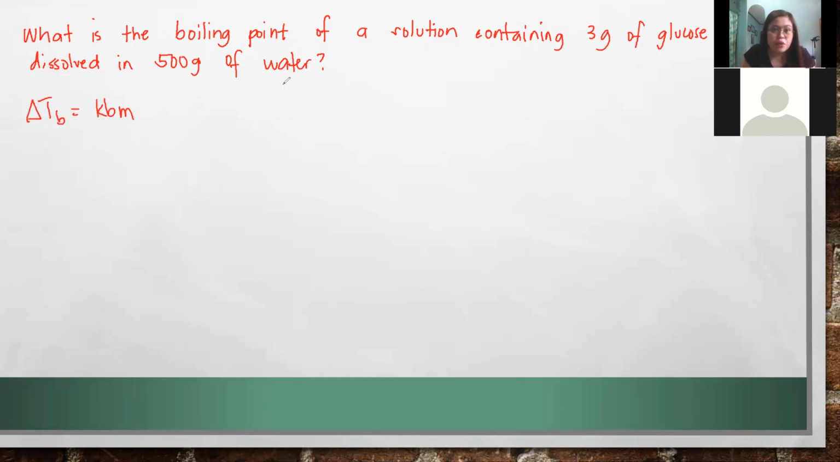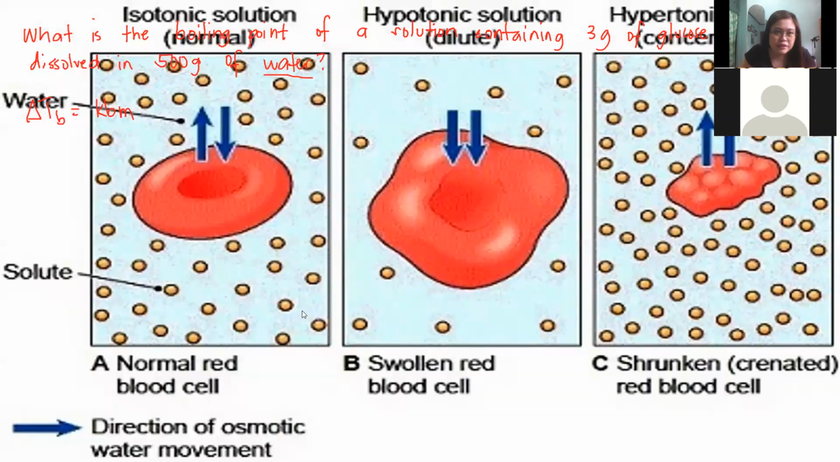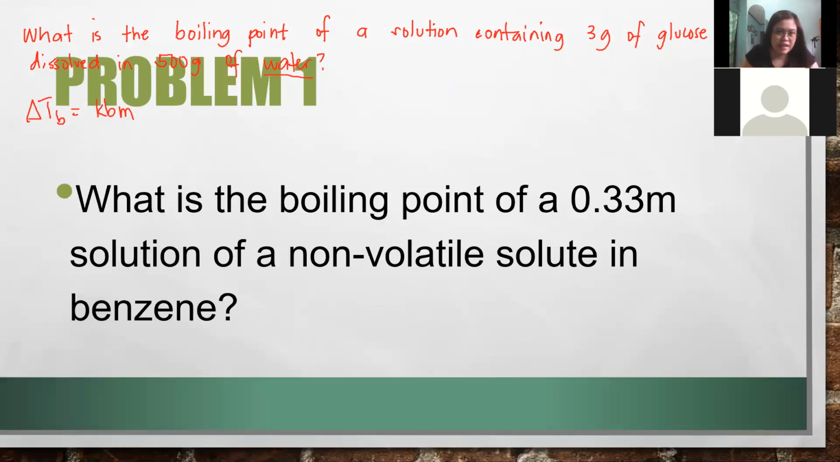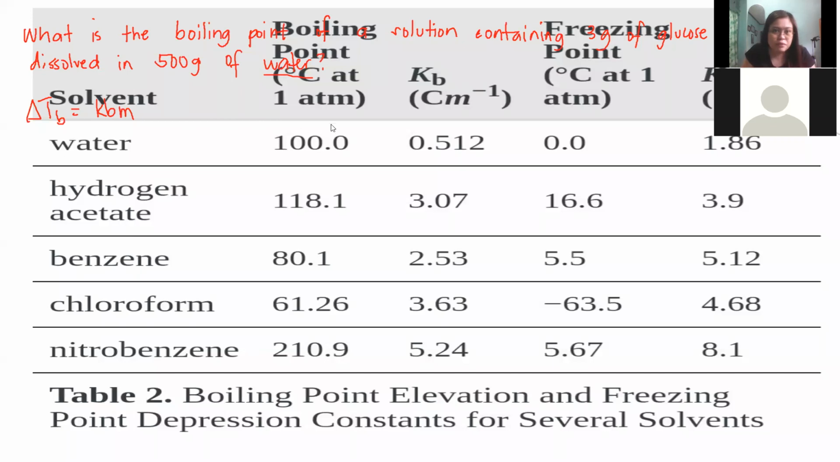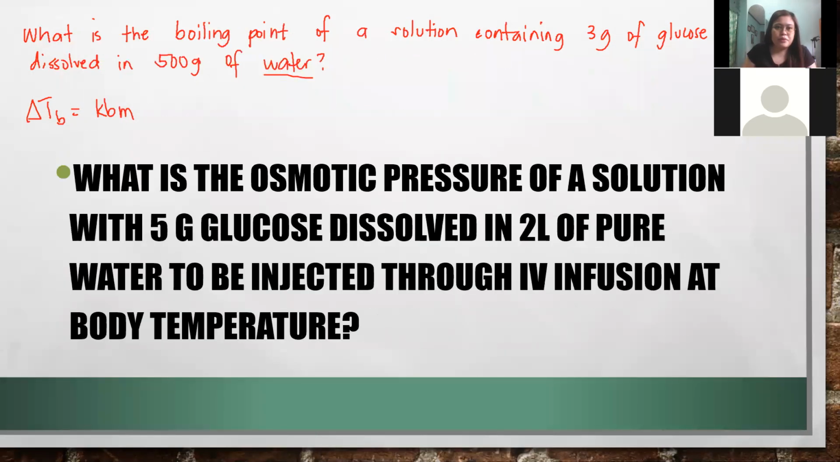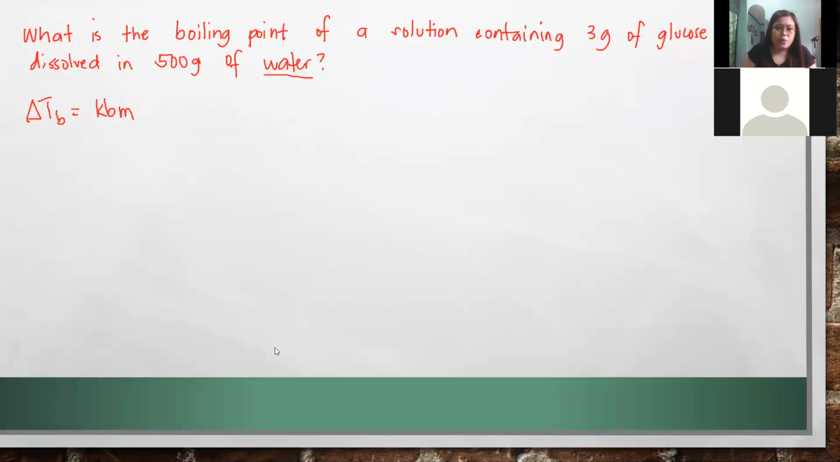Now, ato ang solvent diri kay water. We can go back to the table to see what the Kb of water is. We know that it boils at 100 degrees Celsius, but the Kb here is 0.512. Okay? Again, it's 0.512 degrees Celsius per molality or molal.